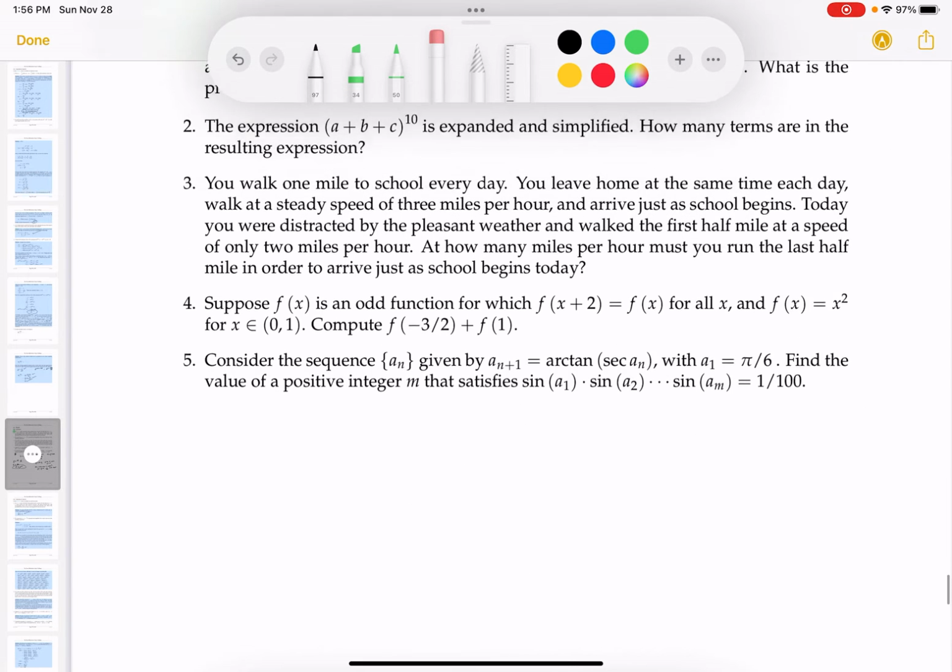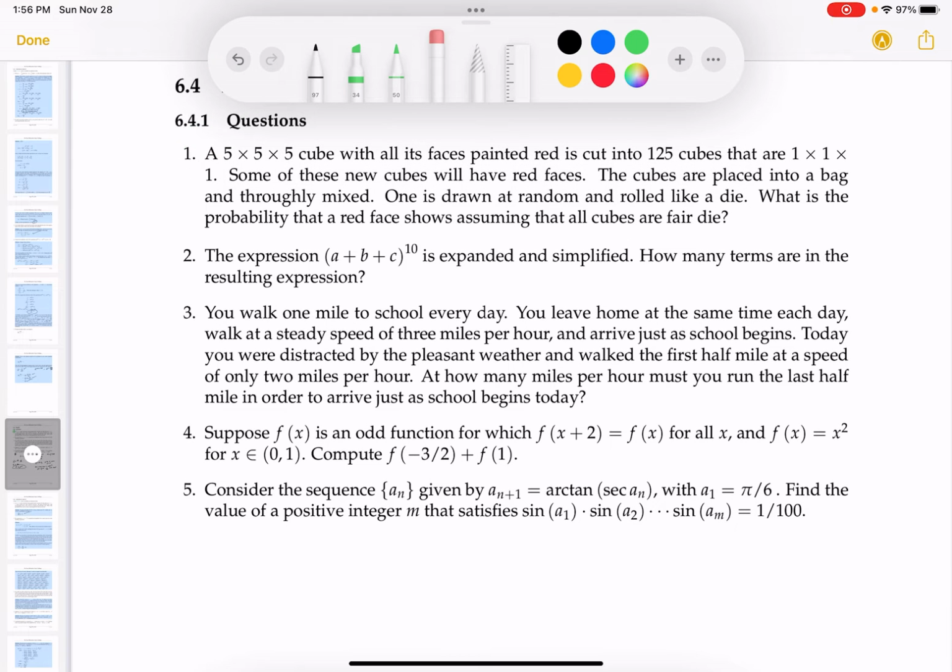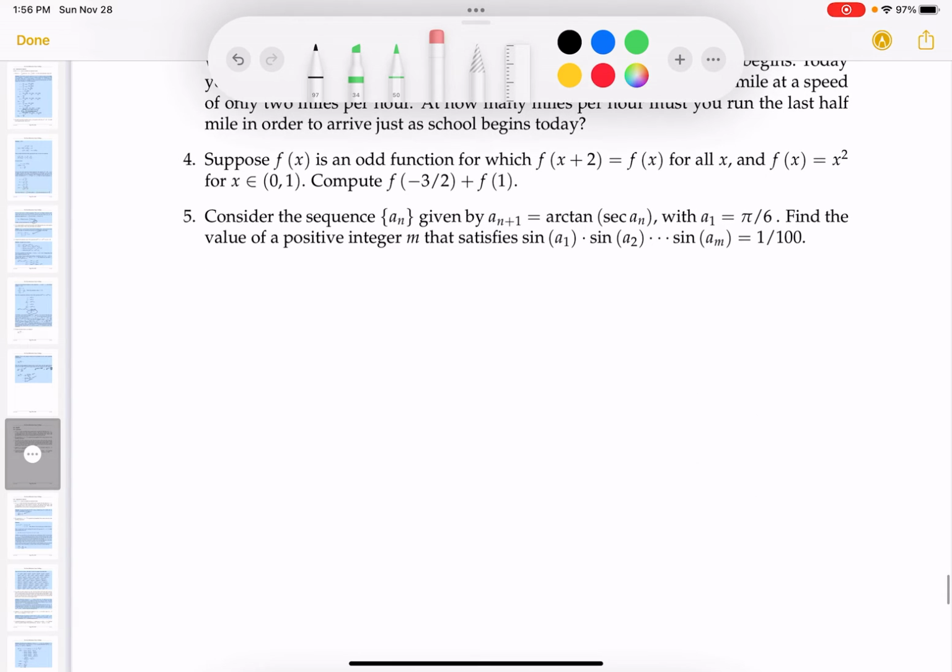And let me take a look. I am going to try number 4 now. So number 4 says f of x is odd. If f of x is odd, f of x would equal minus f of minus x, all right?